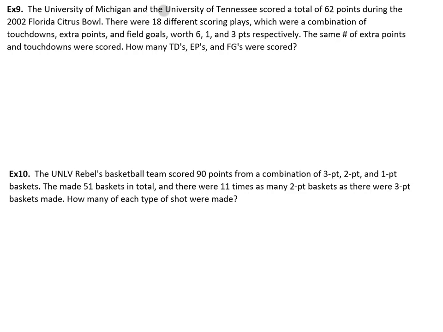The University of Michigan and the University of Tennessee scored a total of 62 points during the 2002 Florida Citrus Bowl. There were 18 different scoring plays, which were a combination of touchdowns, extra points, and field goals, worth 6, 1, and 3 points respectively. The same number of extra points and touchdowns were scored. How many touchdowns, extra points, and field goals were scored? So right here, I automatically see we've got three different unknowns to solve for.